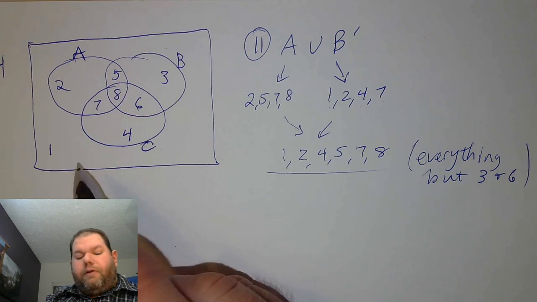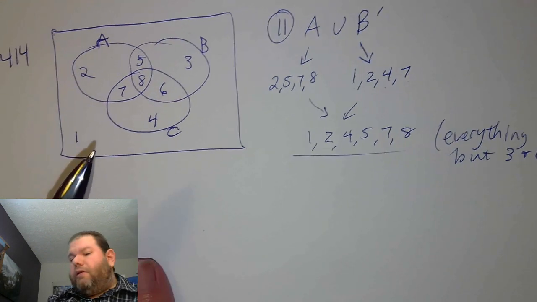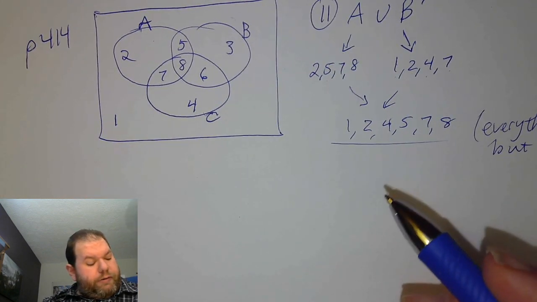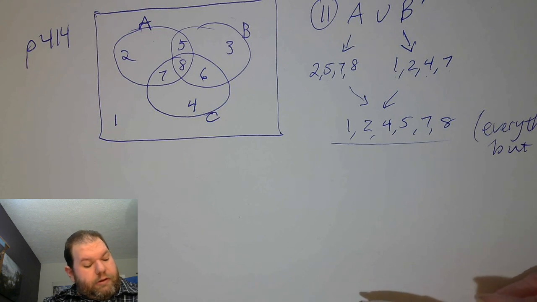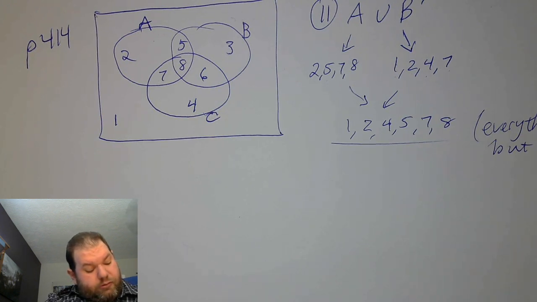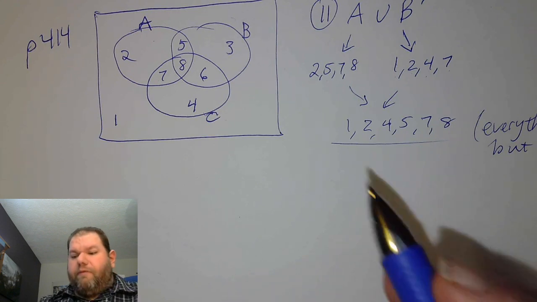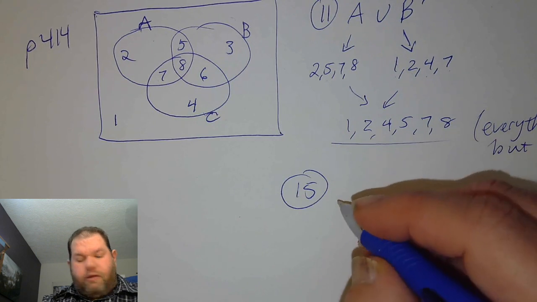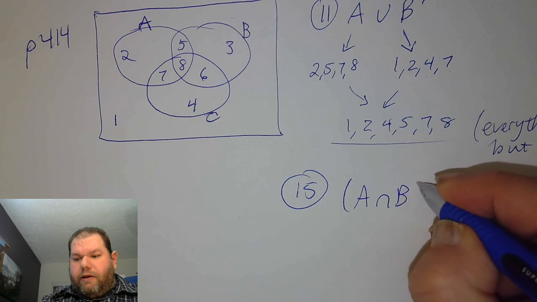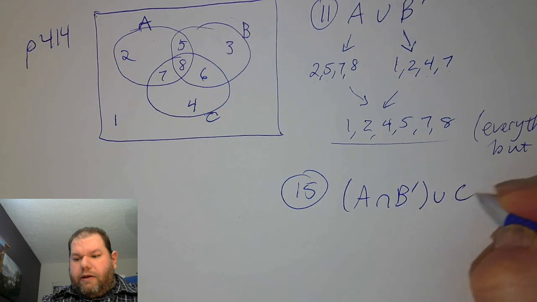Let's do one more of these. Pick a crazy one this time. Most of these look kind of crazy. Let's go ahead and look at 15. It's A intersect B complement union C.